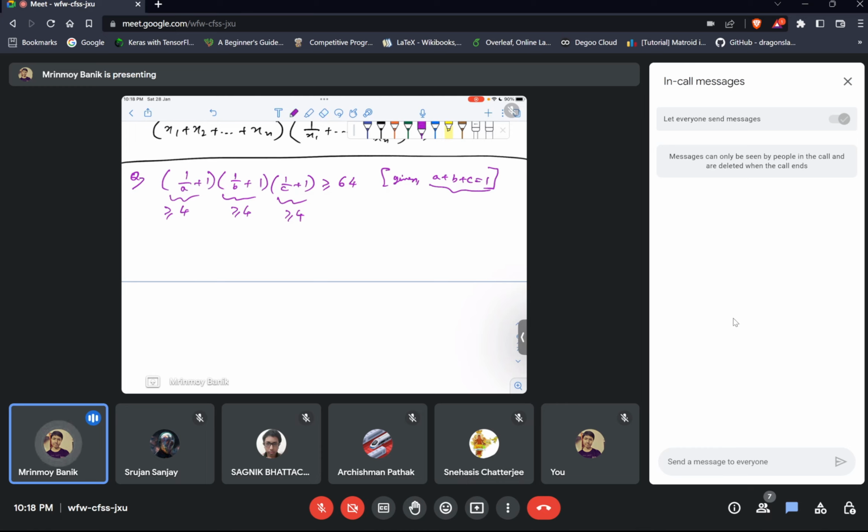If we multiply out everything, we have abc, 1 by a, 1 by b, 1 by c, plus 1 by ab, 1 by bc, 1 by ca, and lastly 1.